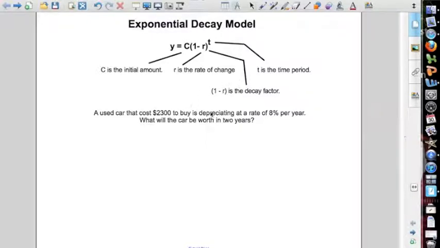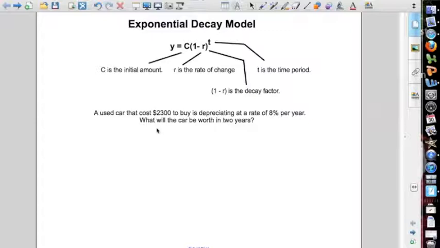A good example of this is with things depreciating. And so right when you drive a car off the lot, or right when you buy a computer or do different things, it immediately starts to depreciate in value and work its way down. So we're going to do just a couple of depreciation values, and then in another video I will graph two different exponential decay models. And so as we look through this first one here, we have a used car.